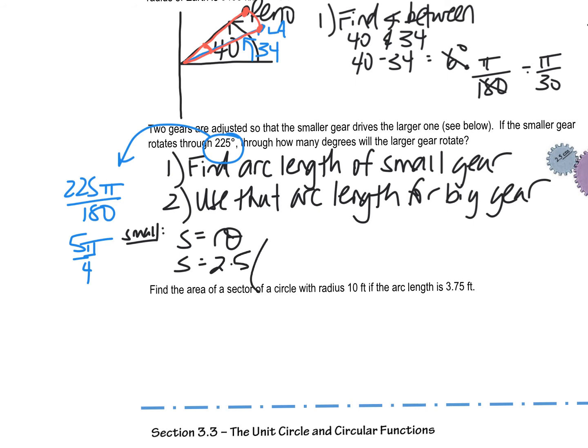2.5, and I'm going to multiply that by the 5 pi over 4. I'm going to use my pi button in the calculator, and that gives me 9.817. It's important to use a lot of decimal points here because we aren't finished with the problem.